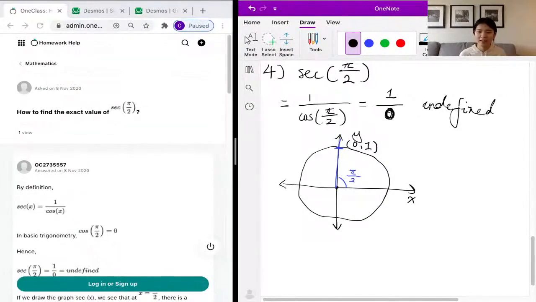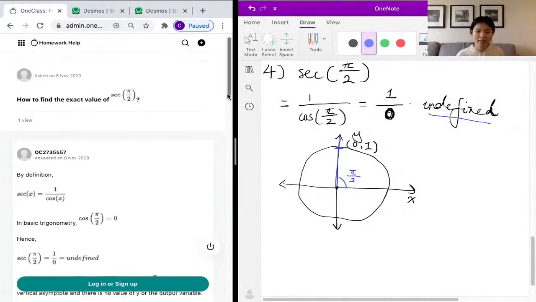It's a fancy way of saying that 1 over 0 is just undefined. You can't get an actual numerical value out of it, so you just say that it is undefined. This is a mathematical term you use in this case. So the answer for secant of pi over 2 is undefined, because you don't have an exact value.